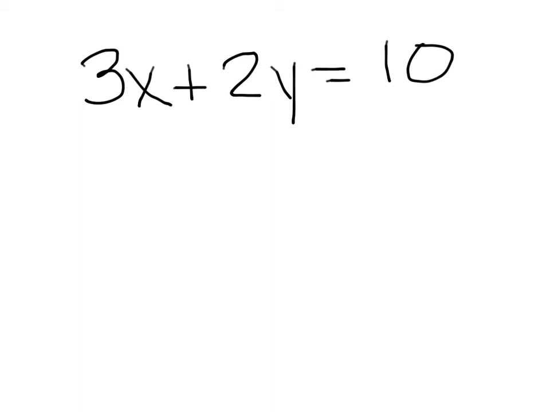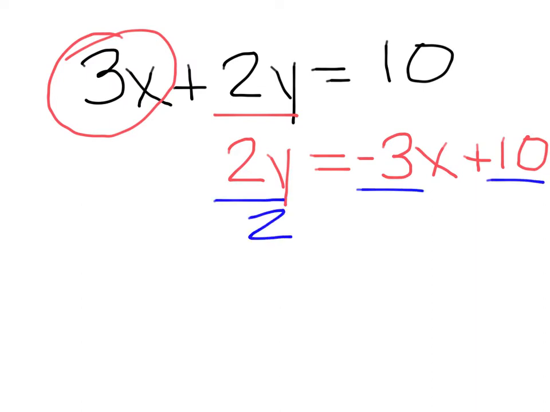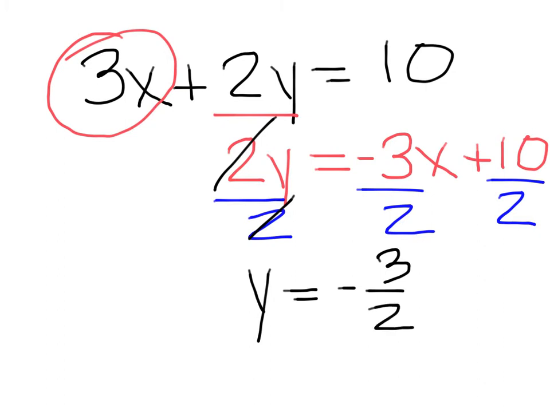To do that, you want the y by itself. You have plus 2y that you want to keep where it's at. Move the x term to the right. Change the sign and keep the plus 10. Then divide everything by the number that is with the y. The 2's cancel out, so y equals a negative 3/2 x plus 5.